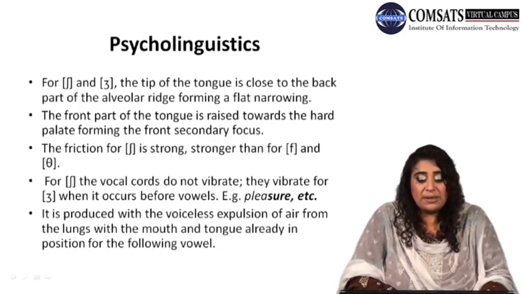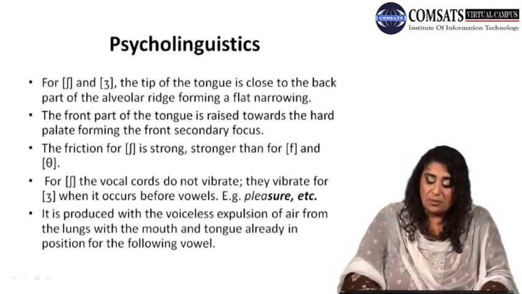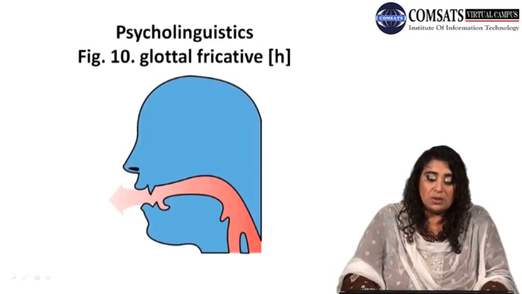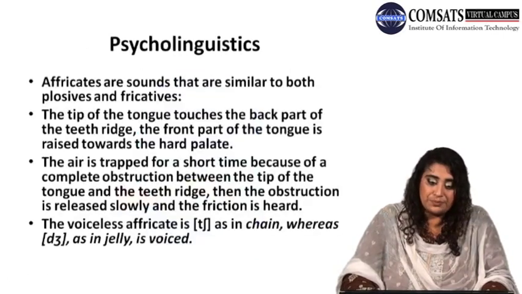It is produced with the voiceless expulsion of air from the lungs, with the mouth and tongue already in position of the following vowel. Glottal fricative: you can see how the air passes through and how it's produced.